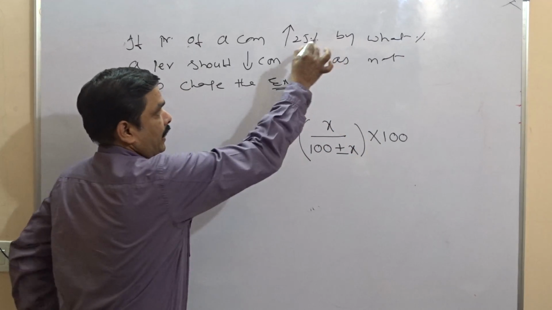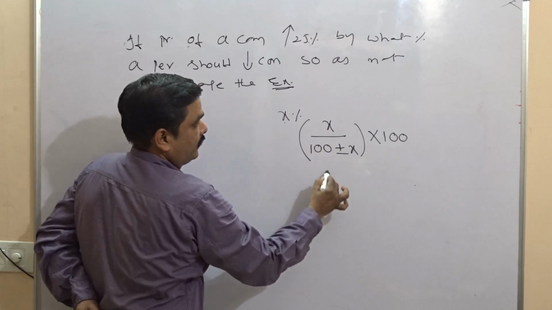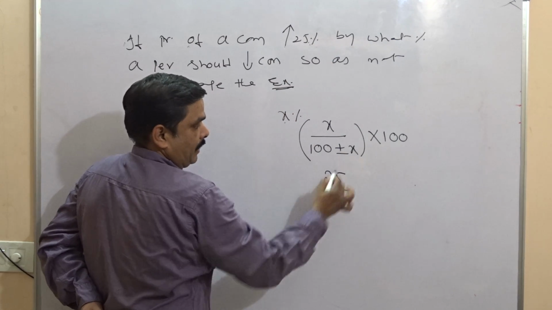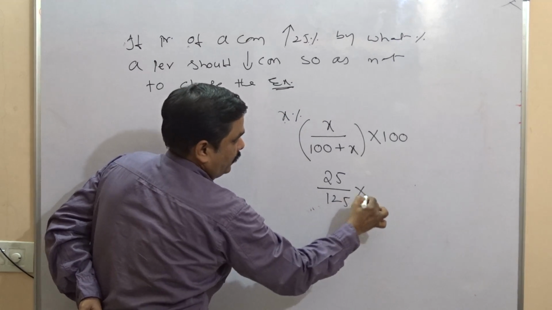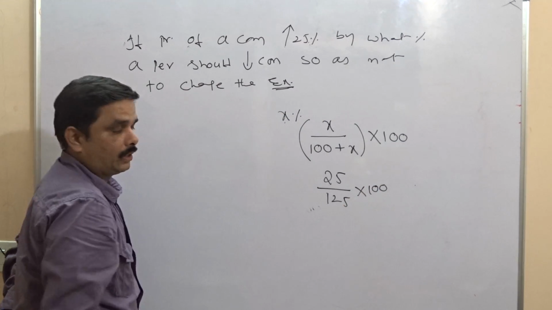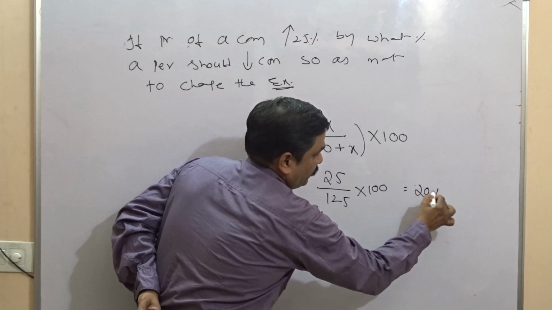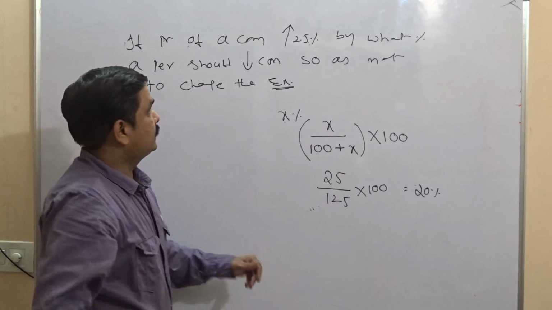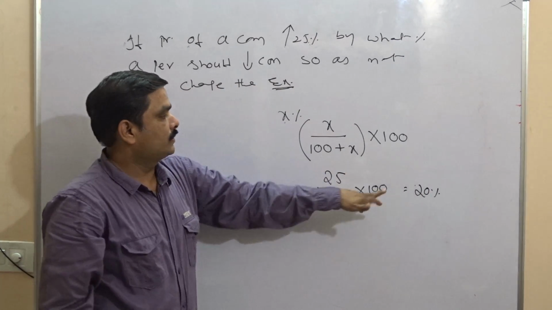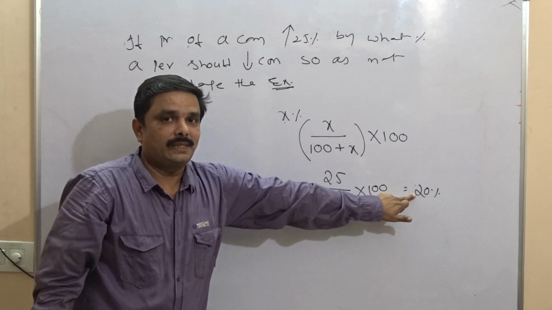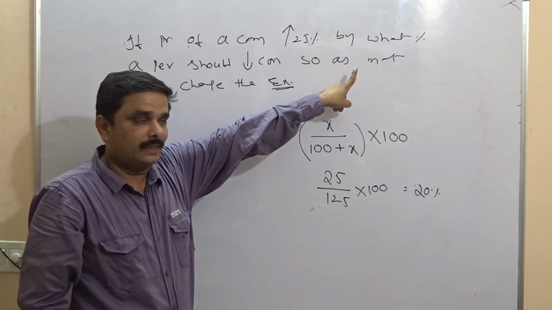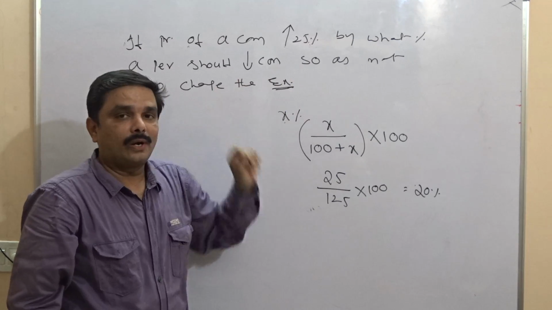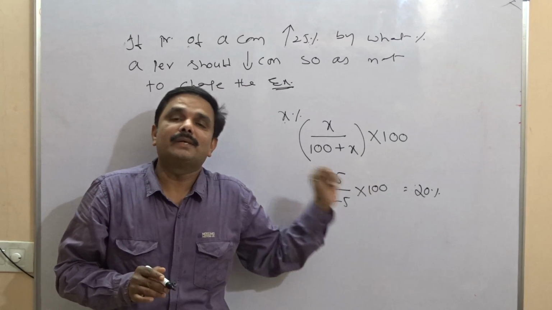Now my answer is going to be, this is 25, 25 divided by, now this is increased so plus, 125 into 100. Now my answer is 20%. The person should reduce the consumption by 20% when the price of the commodity increased by 25%, where the expenses are not changed. This is the best way.